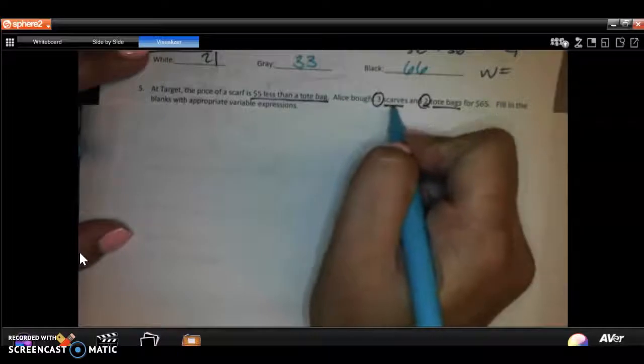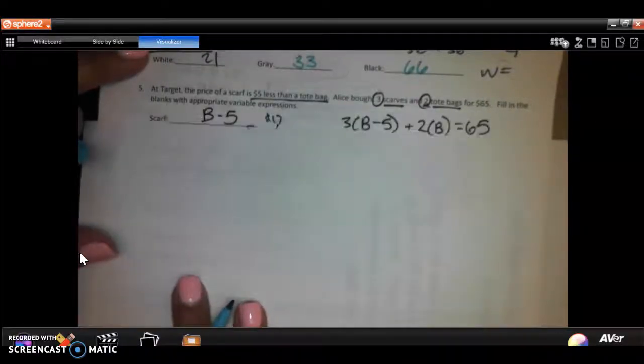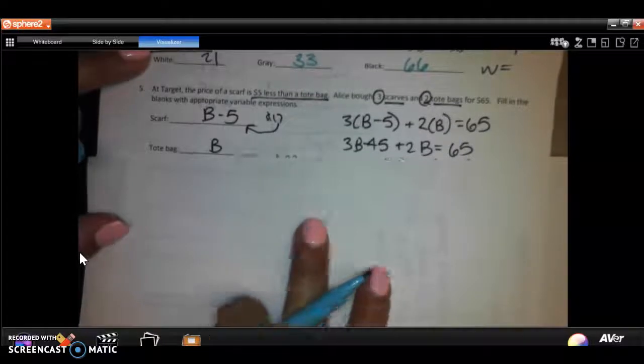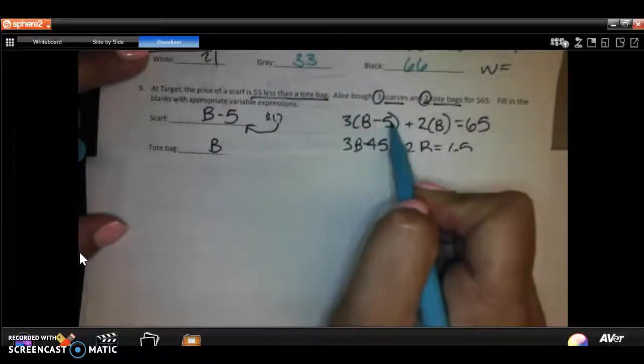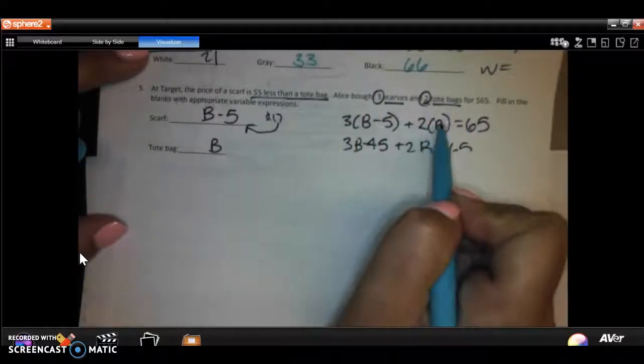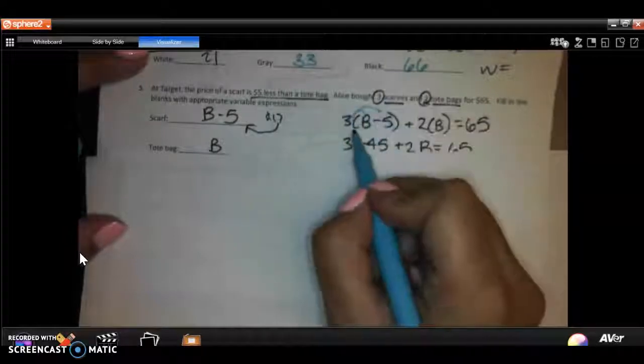At Target, the price of a scarf is $5 less than a tote bag. Alice bought 3 scarves, 2 tote bags, and spent $65. Fill in the blanks. So I did the scarf was B minus 5, and a bag was B. We know B minus 5 was scarf. She bought 3 scarves. She bought 2 tote bags, and it cost $65. Distribute.